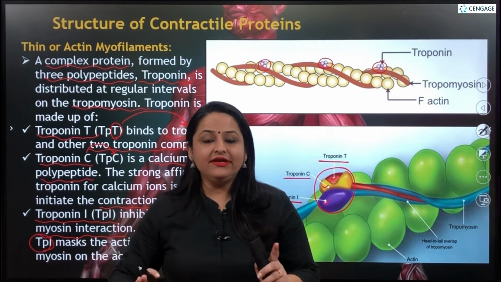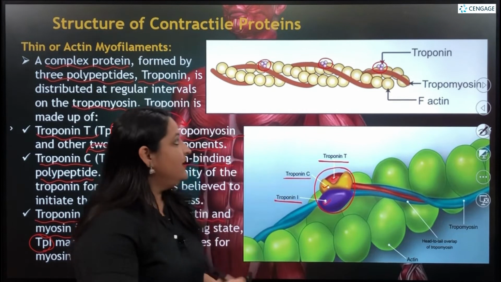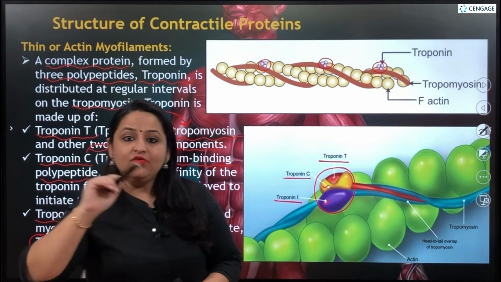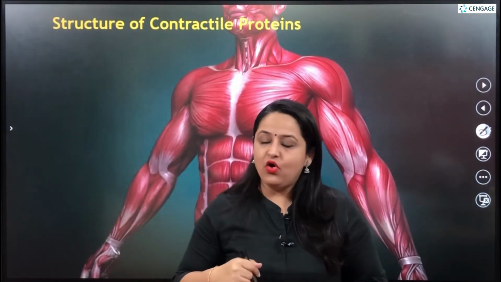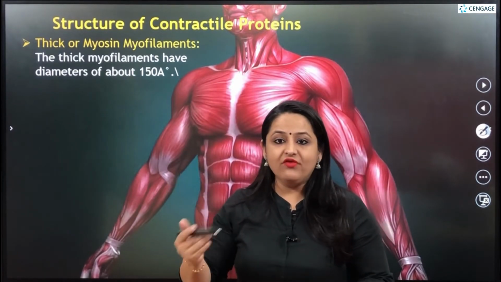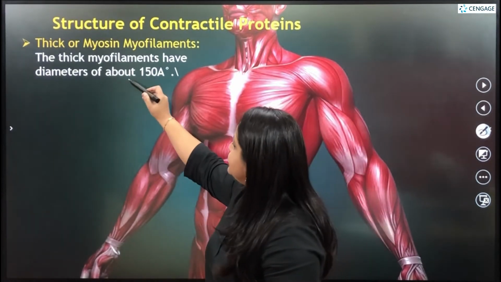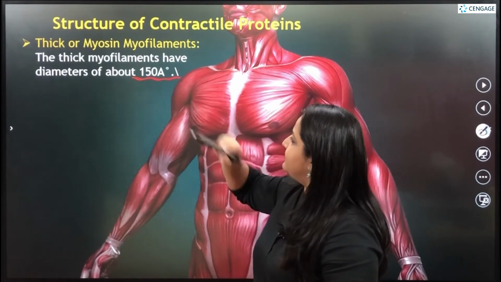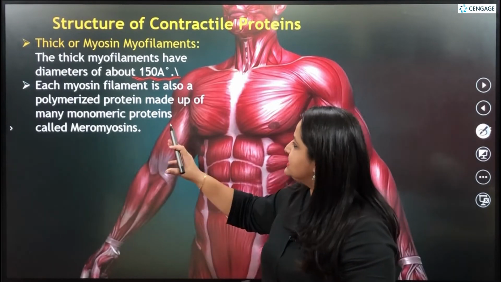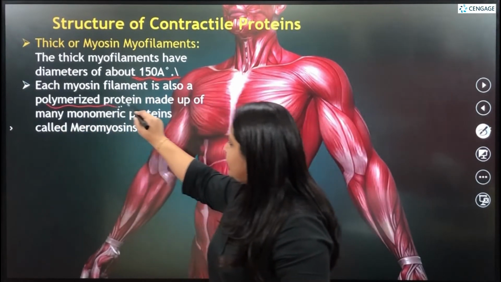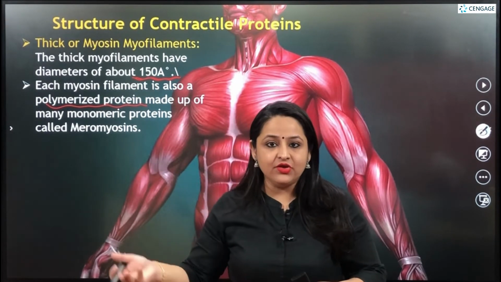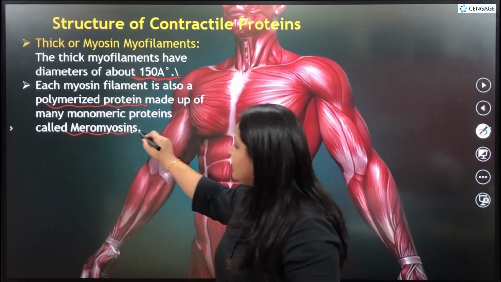So these were the three types of proteins which form up the thin filament of the muscle. Now we are going to talk about the thick, also known as the myosin myofilament. The thickness of the myosin myofilament is around 150 angstrom. And each myosin filament is also a polymerized protein which is made up of many monomeric units, that means many repeating units, which are known as meromyosins.